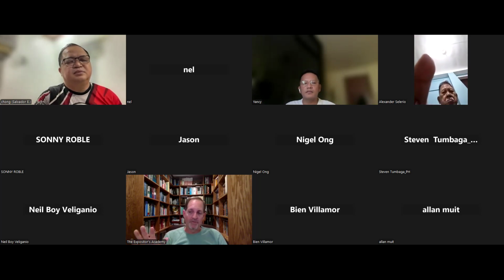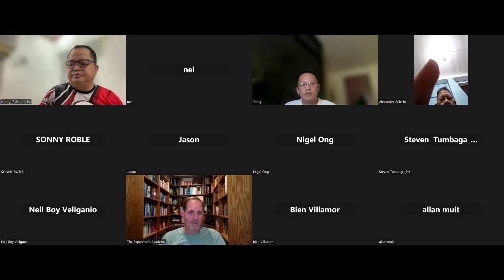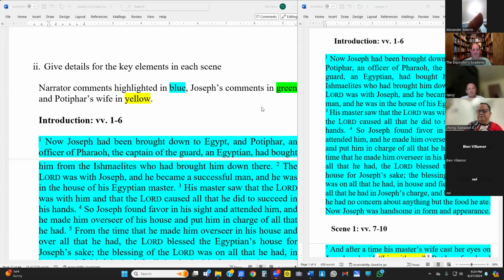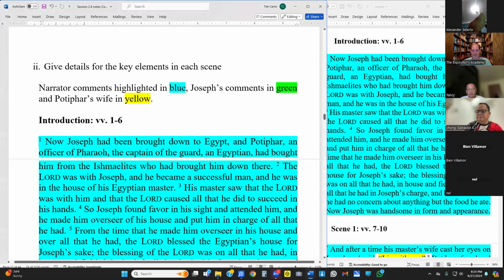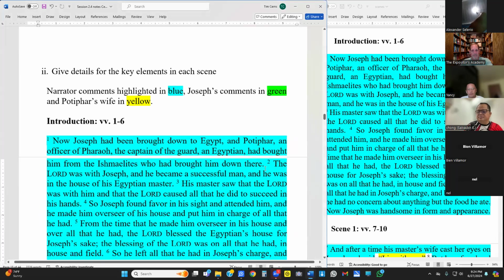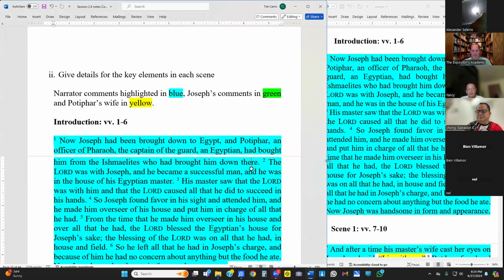So it can be helpful sometimes to do this visual representation of the different characters speaking in the story. You don't have to do that. It's not part of the analysis that we're required to do. It's just something that I like to do that helps me in analyzing the story.